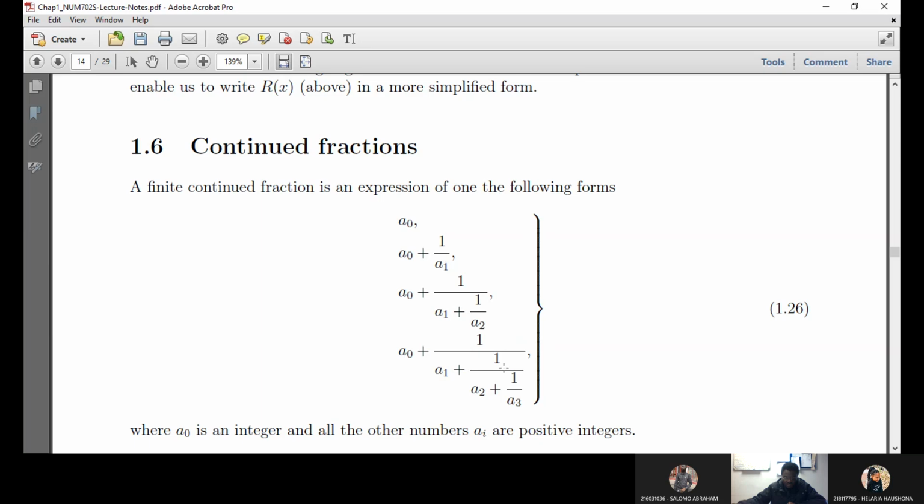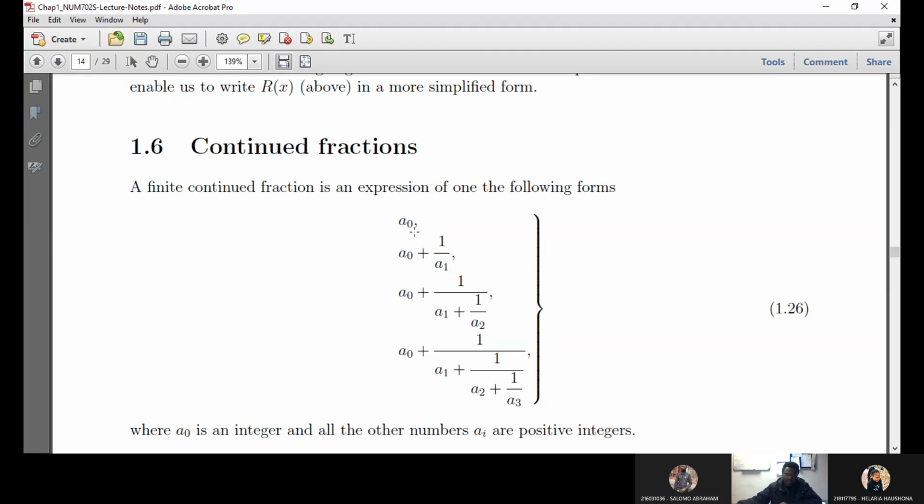1 by something is a fraction. But that denominator, we keep fractioning it. You see? A1 plus 1 by another fraction, A2 plus 1 by. So here we stop at A3. If you look at the first one, A0 plus 1 by A1. The last term is the last in our expansion of the corresponding real number into a continuous fraction.